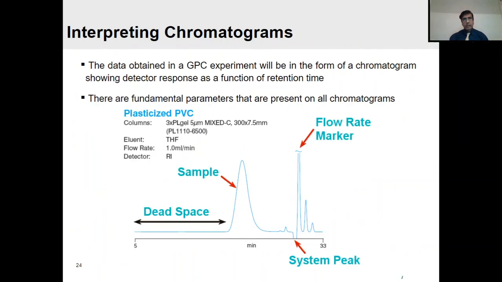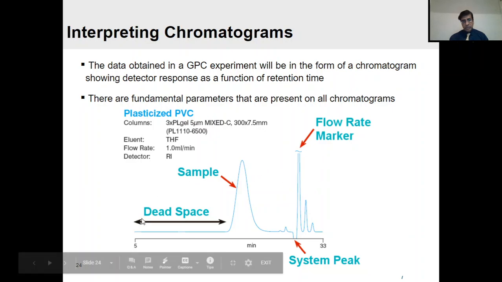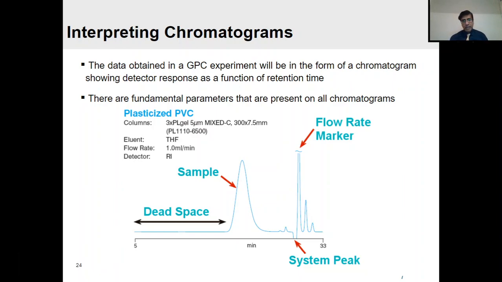Okay, now how to interpret the chromatogram. Look at this graph. This is what it looks like. You see some baseline here, which is called the dead space, and then you see a peak at a certain minute or certain volume. If you are using the minute on the x-axis, then it's called retention time, and if you are using the volume, then it's called retention volume. Both can be used.